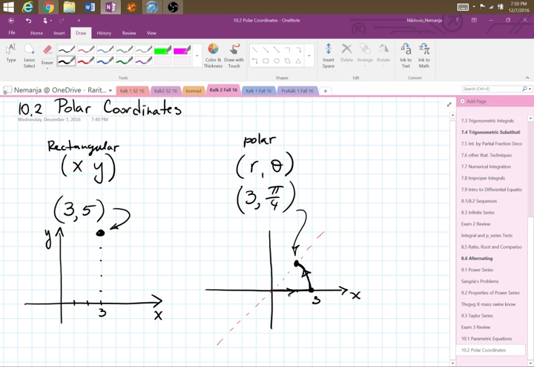So we first draw 3 from the origin, because you can have negative 3, then you draw on the negative side. Positive angles go counterclockwise and negative angles go clockwise, because you can have all of the combinations.